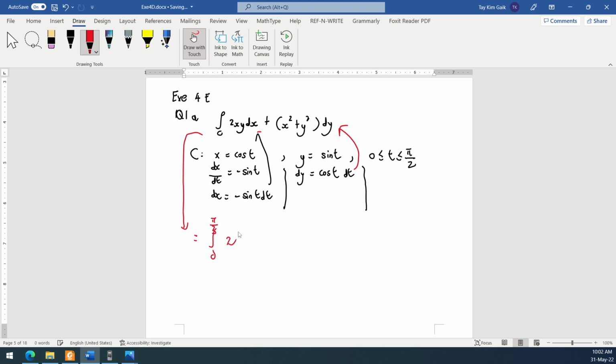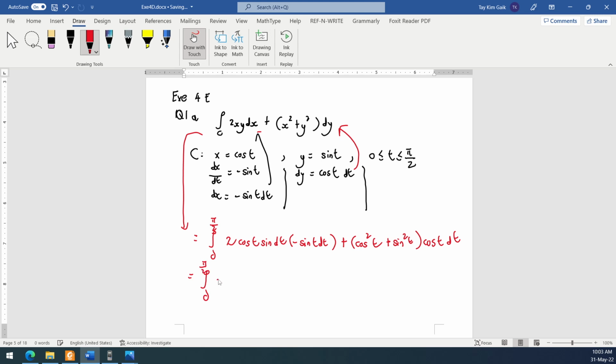And then x is replaced by cos t, y replaced by sin t, and dx replaced by negative sin t dt. So you get 2 cos t, sin t, negative sin t dt. Then you add up here: x squared is cos squared t, y squared is sin squared t, and dy is cos t dt. Okay, you may simplify.